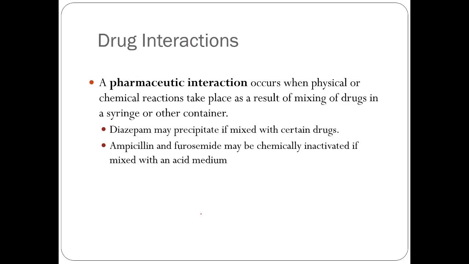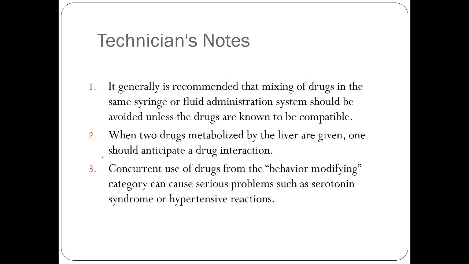A pharmaceutic interaction occurs when a physical or chemical reaction takes place as a result of mixing drugs in a syringe or other container. For instance, diazepam, Valium, something you use all the time when you're doing a pre-medication, can precipitate if you mix it with certain drugs, and it does so more over time. So you never want to mix Valium with another drug and leave that syringe on the counter for a length of time. You want to mix it and give it. Ampicillin can be chemically inactivated if mixed with an acid medium. So if you're giving ampicillin to your kid, don't have them take it with orange juice. So ampicillin plus orange juice is a bad thing.